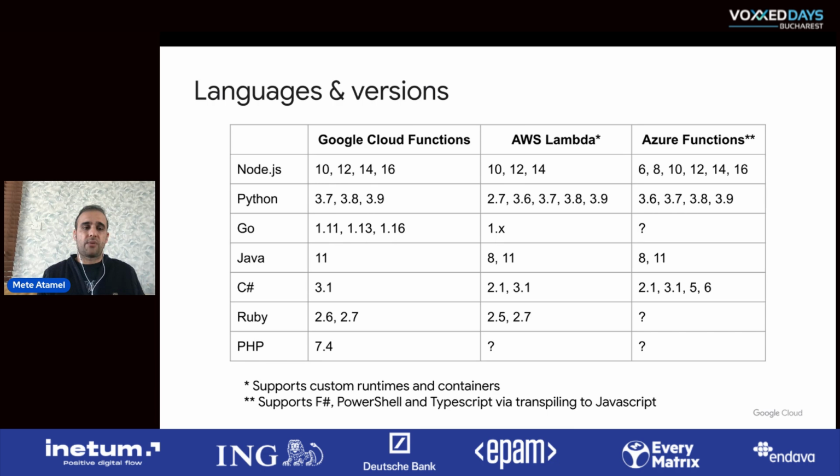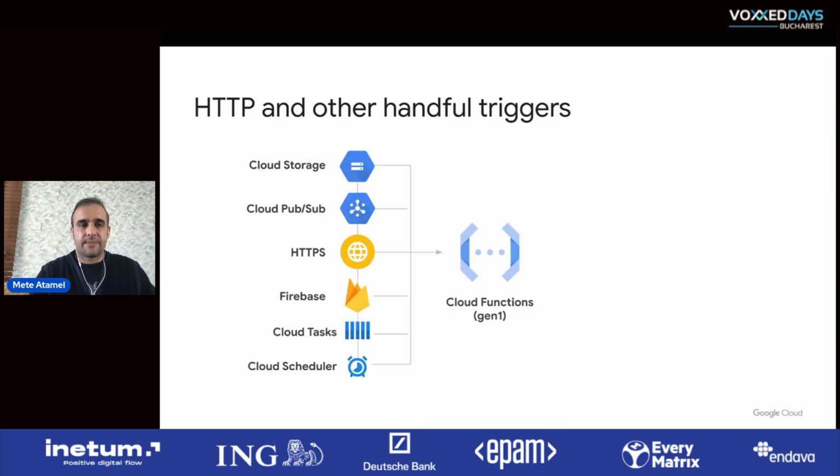For example, if you're working with Rust, it's not supported with these functions, at least on Google Cloud, or last time I checked. So as you can see, there's this table that you need to think about and say, okay, is the language that I want to use supported? If so, you use it. If not, then what do you do? So the languages and versions are kind of limited.